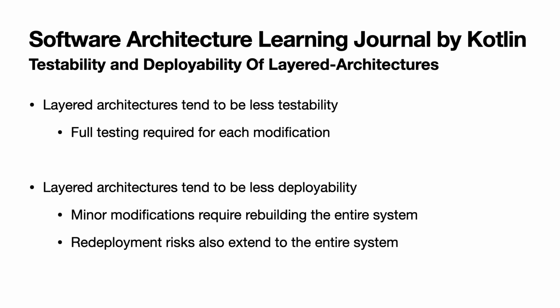Next, let's discuss testability and deployability. Layered architecture tends to have low testability because even a minor modification requires testing the entire system. This is because modifying one layer affects all the layers that depend on it, ultimately affecting the entire system.